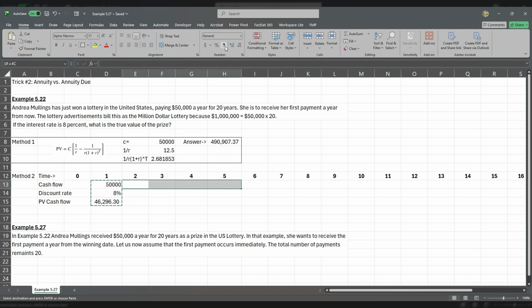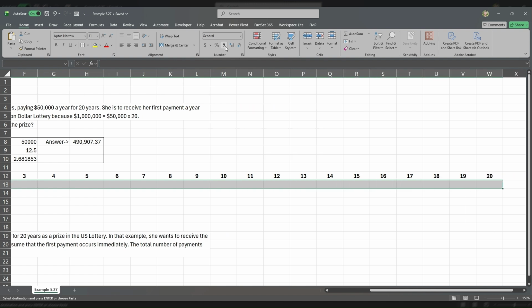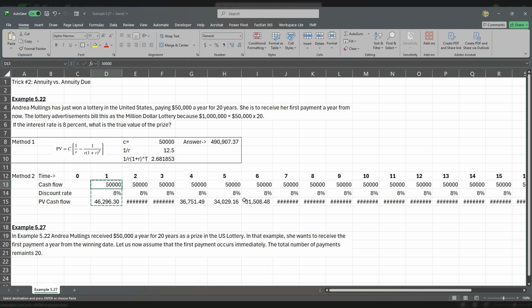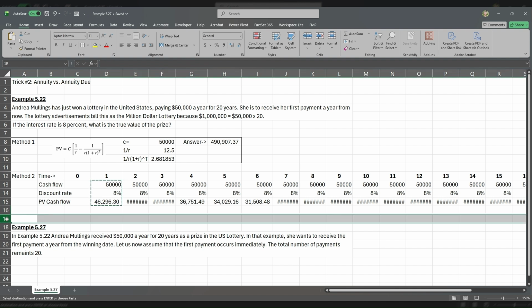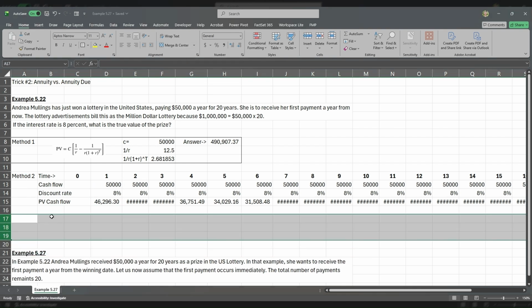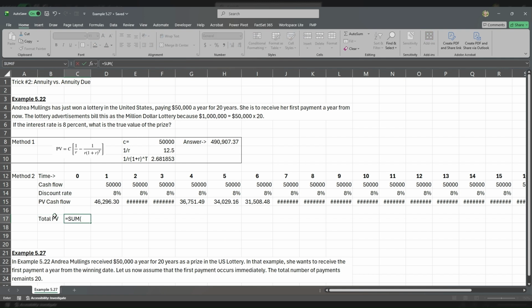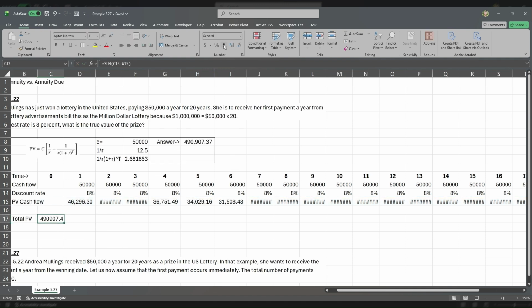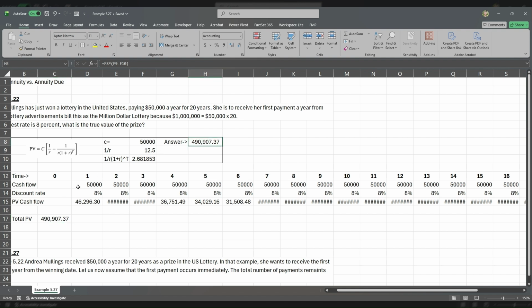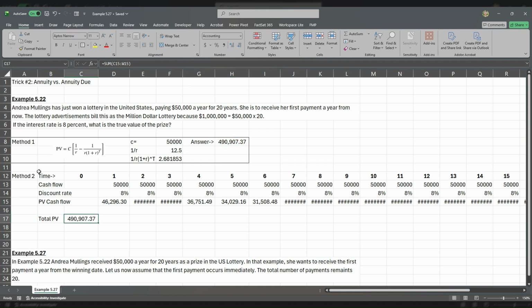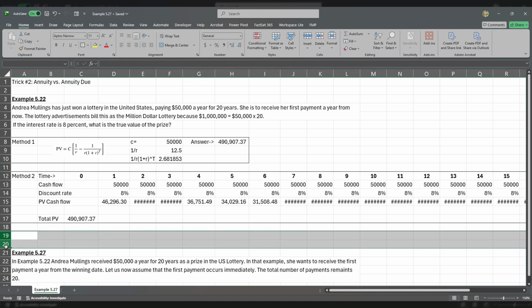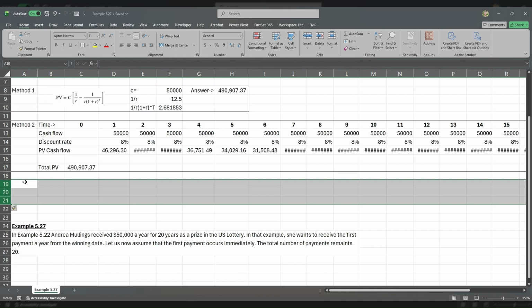So now I can just copy and paste this across all 20 years, and I get the present value of a single amount basically 20 times. And now to calculate the total PV associated with this annuity, I'm just going to sum together those 20 individual amounts. And I get the same number, 490,907.37. So that's method number 2. So maybe I'll just put this all around in a border. Method 3, and I know I have to insert some rows here. My apologies about that.